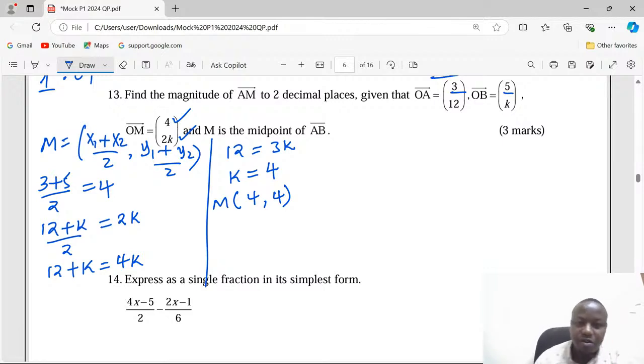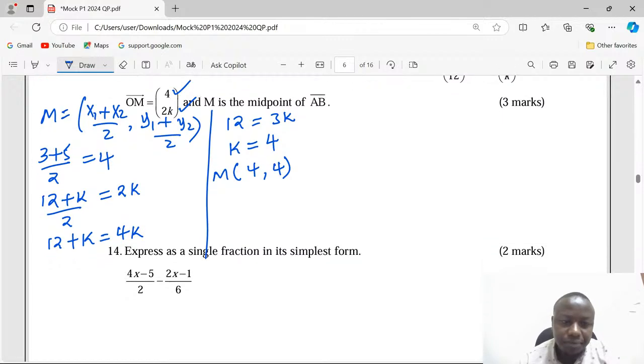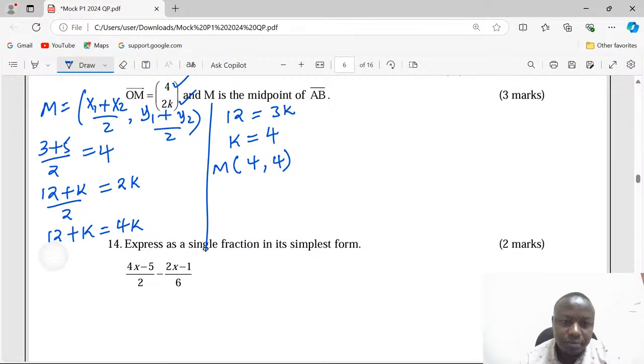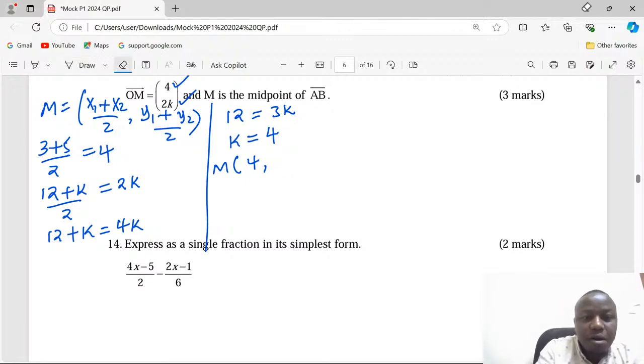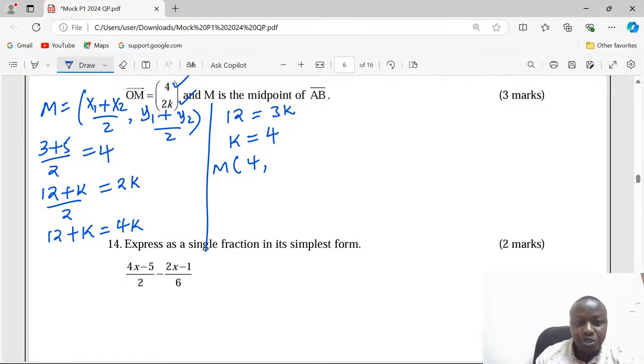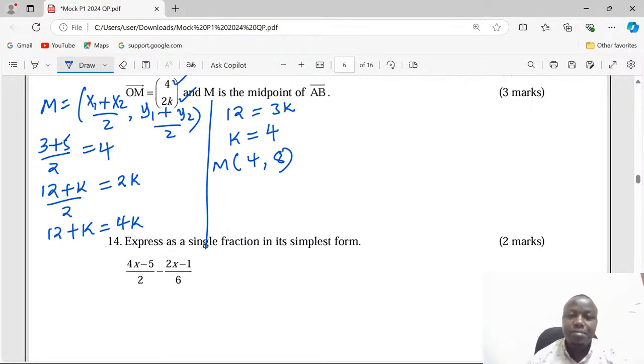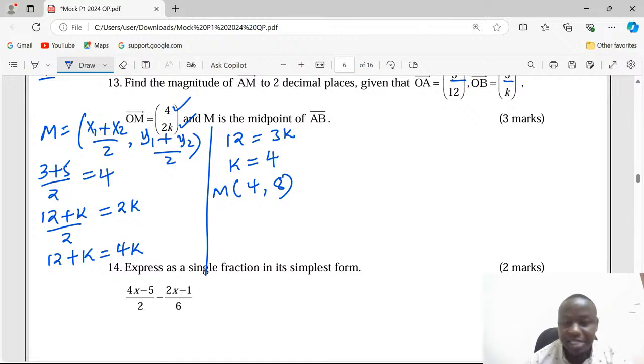Checking whether I've done the correct multiplication there. Yeah, we are getting k as 4, but the coordinates of M are 2k, so 2 multiplied by the value of k becomes 8. Yeah, exactly. So it will be (4, 8). Thank you for that.